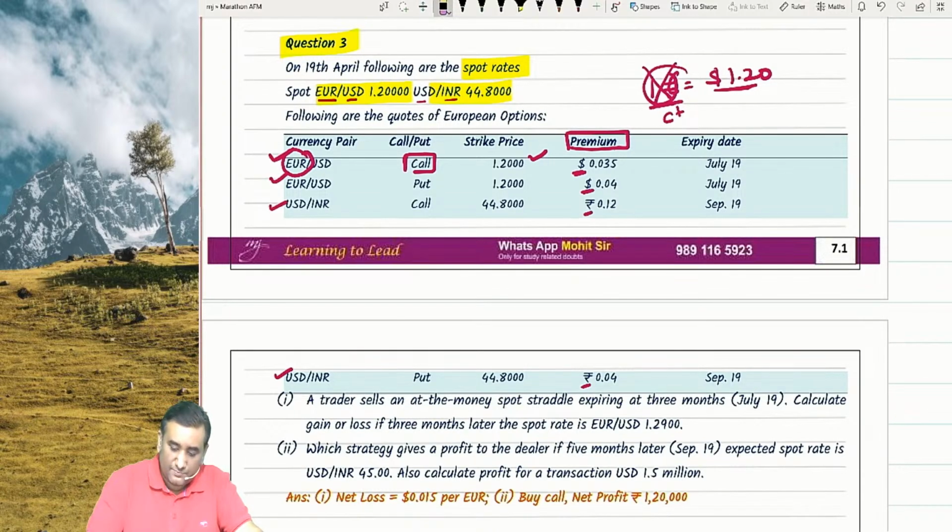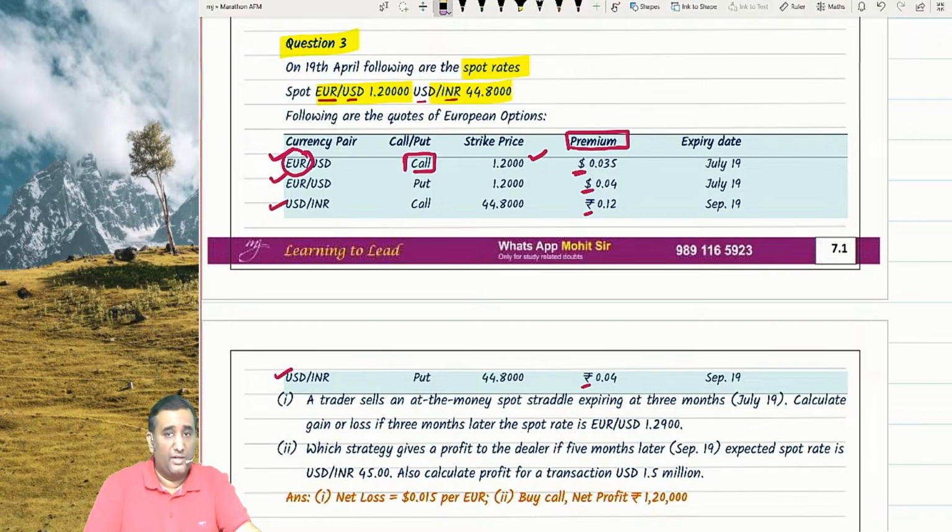Now, first part: by looking at the way of presentation, these are practical-oriented rates. $1 is equal to 44 rupees, 1 euro is equal to 1.2 dollars. Rupee relationship is given, the rest of the relationships can be made accordingly. Following are the European options. Currency pairs, call strike premium. Since premium is in dollars, that means euro is the betting contract. Euro USD.